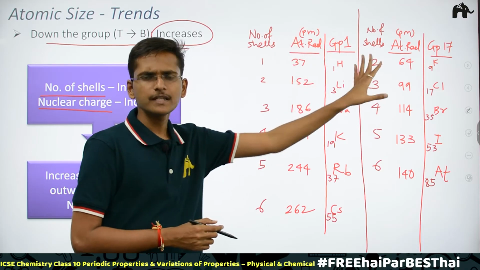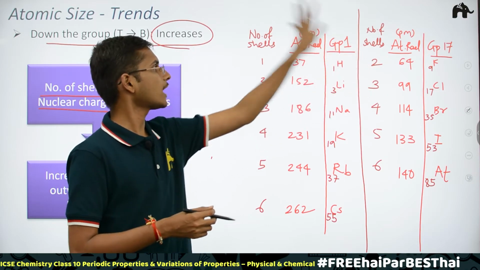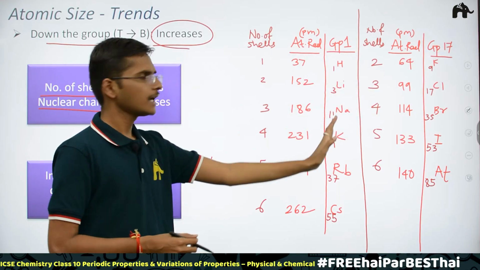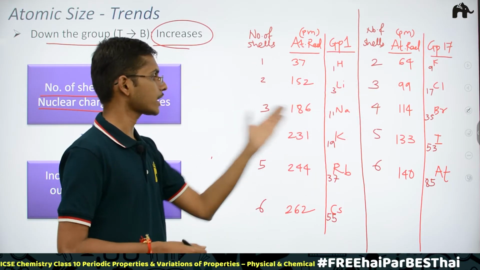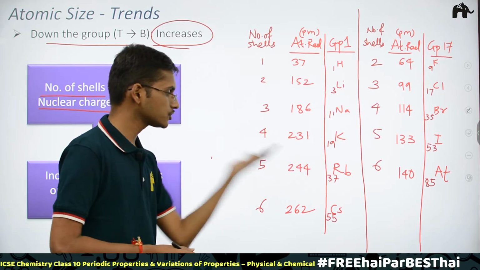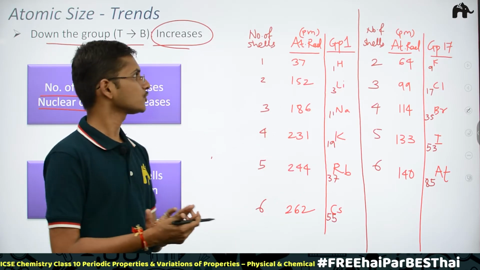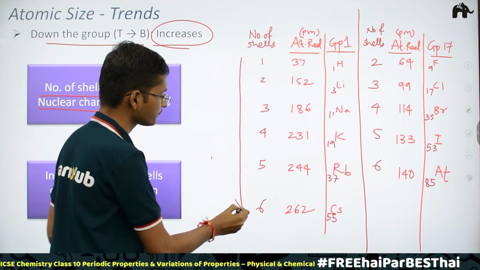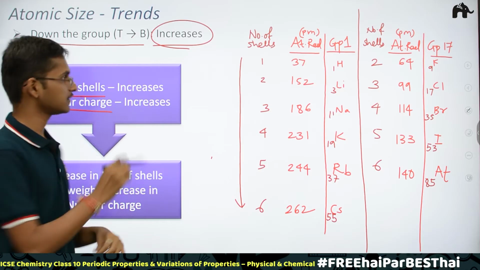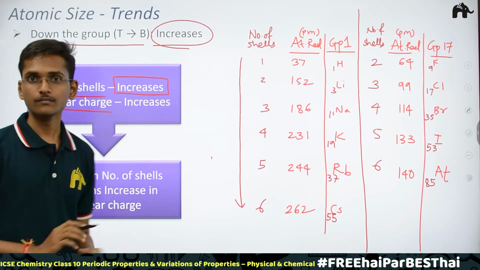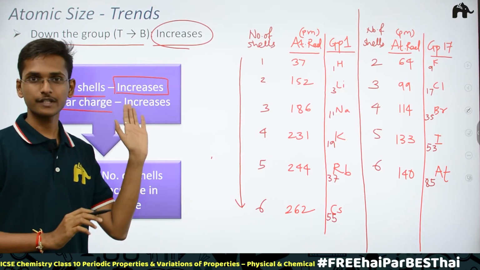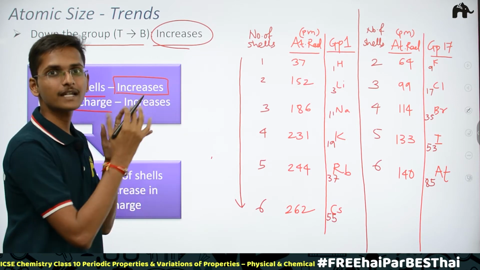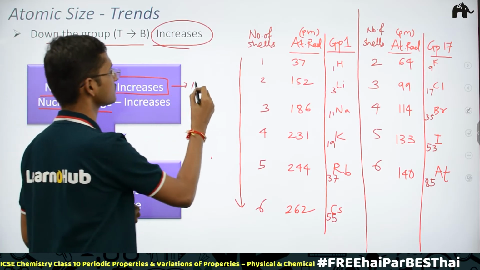Hydrogen belongs to the first period, so we know that the number of shells hydrogen has is 1. Similarly, lithium belongs to the second period, so lithium has 2 shells, and the story goes on. Sodium has 3 shells, potassium has 4 shells, rubidium has 5 shells, cesium has 6 shells. So here you can clearly see that when we are moving down the group, the number of shells is increasing. So what does this mean? We have studied that when the number of shells increases, atomic size increases.